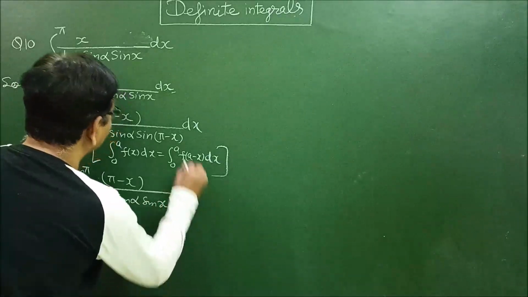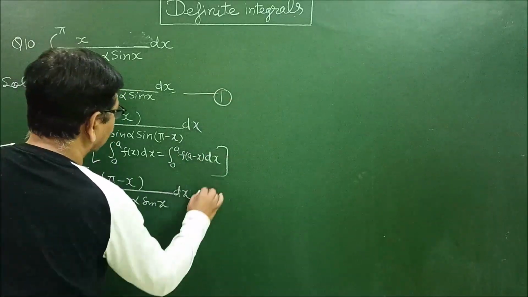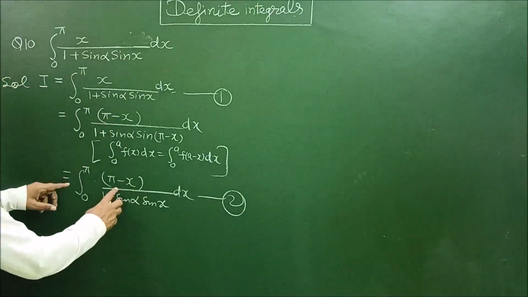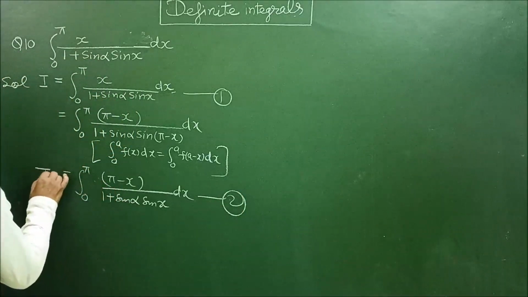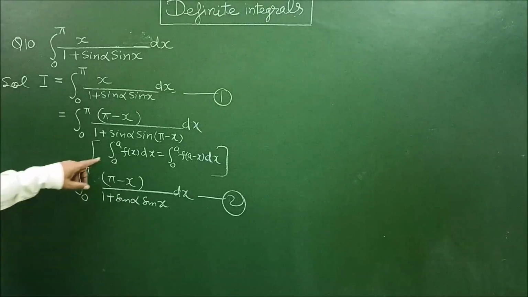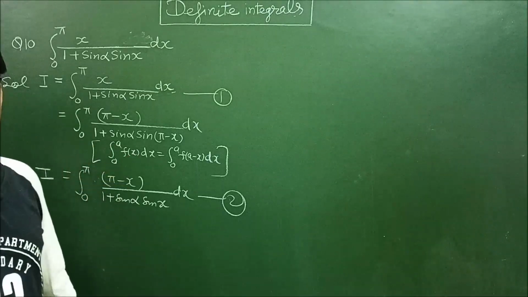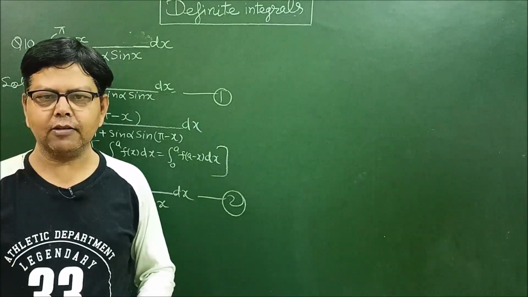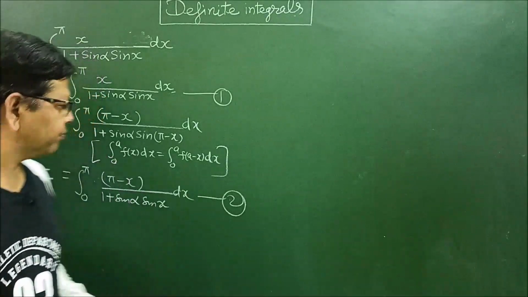So the first task is to remove x from the function. To remove x, this integral is also having the same value I, because integral 0 to a f(x) dx is equal to integral 0 to a f(a minus x) dx. Both the integrals have the equal value.